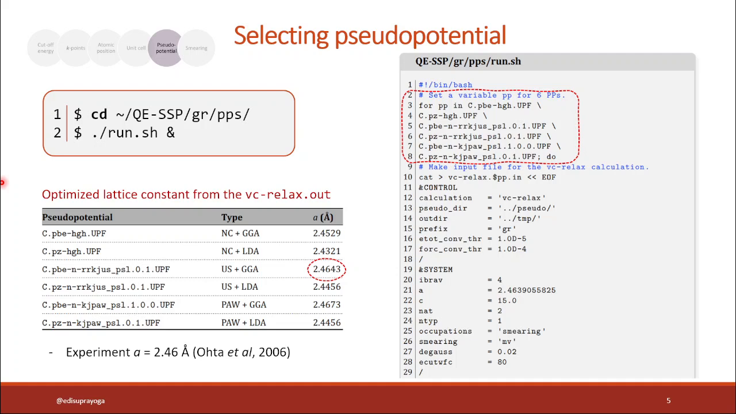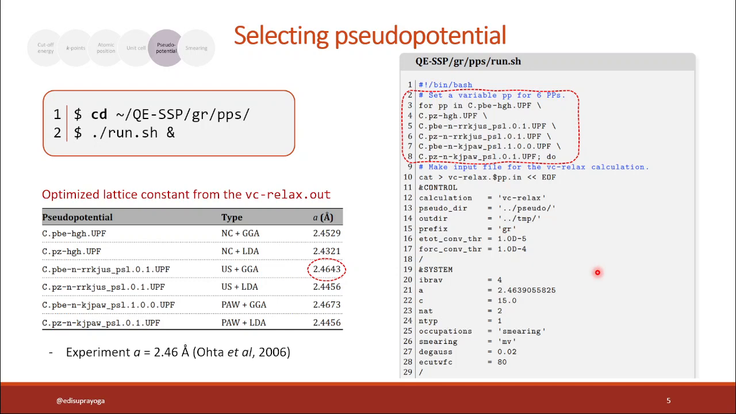We can see that there are six pseudopotentials adopted in this tutorial, and the folder path containing these pseudopotential files is set in the syntax of pseudo_dir in the namelist control, and the file name of the pseudopotential is set as $pp in the namelist of atomic species.